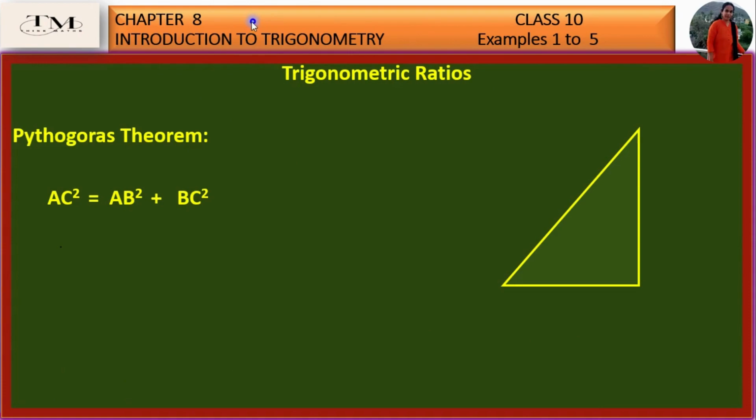We are in class 10 Maths, chapter 8, Introduction to Trigonometry. In this session, we are going to discuss example problems 1 to 5. These examples are related to trigonometric ratios. Before moving to the example problems, let us see what is Pythagoras theorem. So what is Pythagoras theorem?